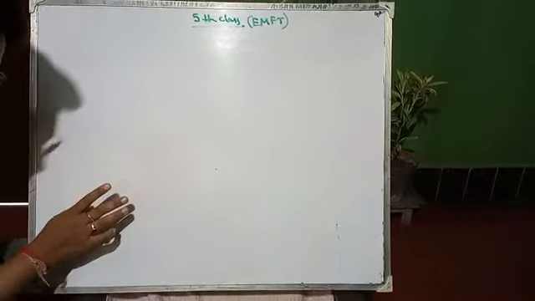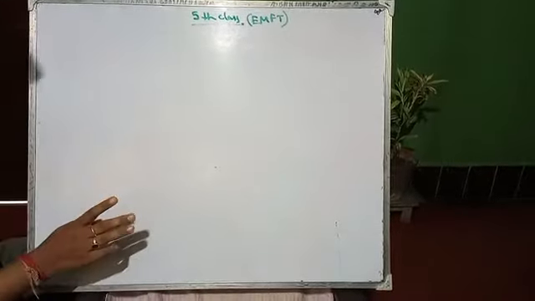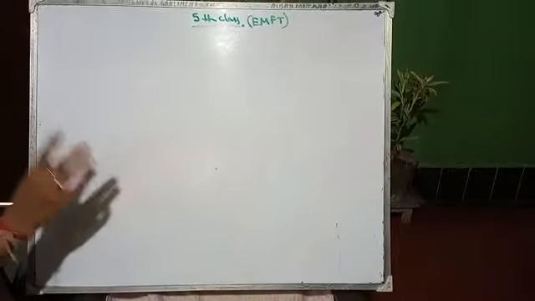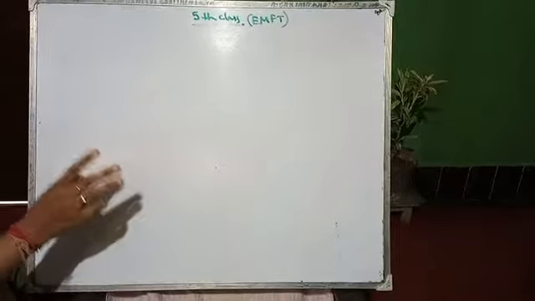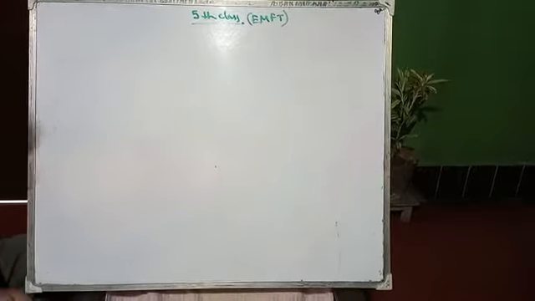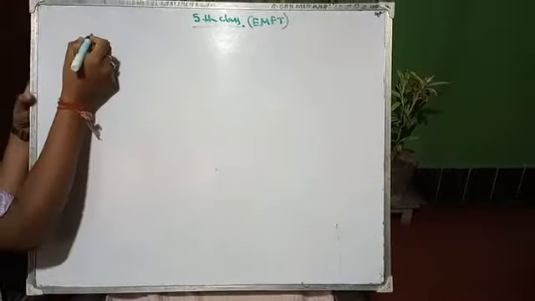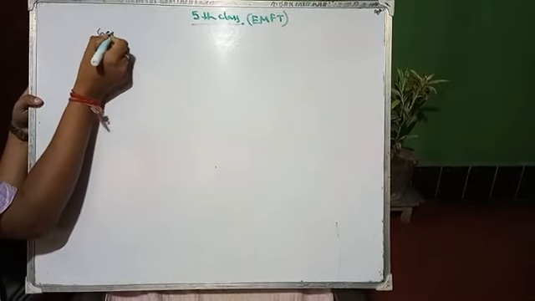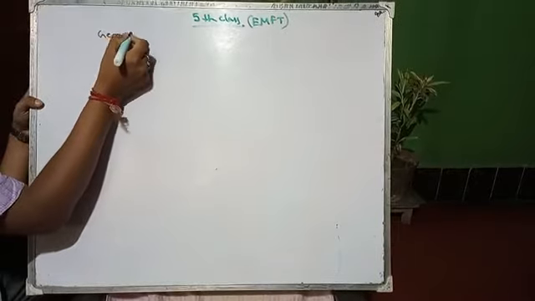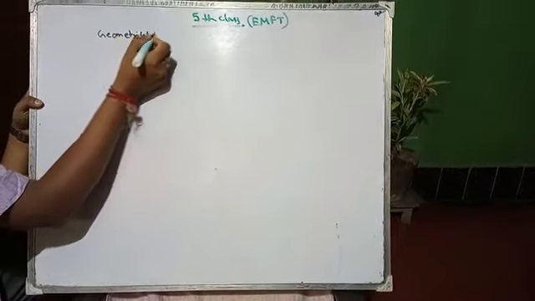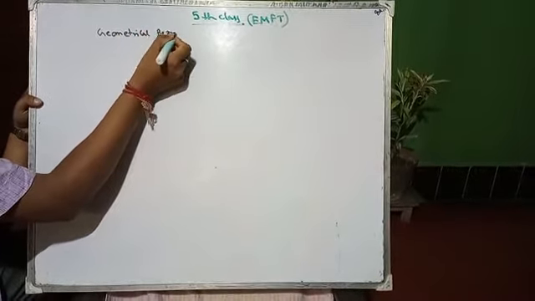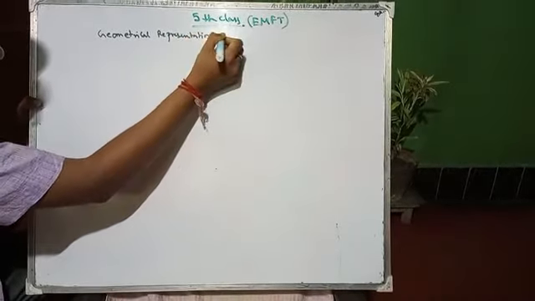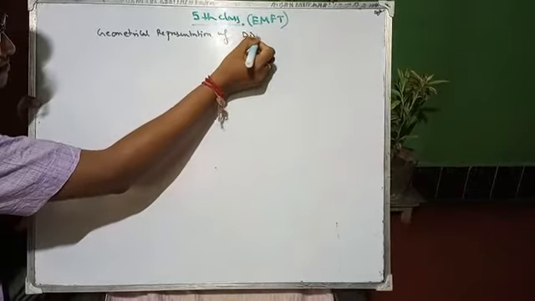Today I have to explain the geometrical representation or physical significance of divergence, then the geometrical representation and physical significance of curl, and then, if time permits, some identities. So first, the heading: physical significance or geometrical representation, whatever you can say. I am writing geometrical representation of divergence.